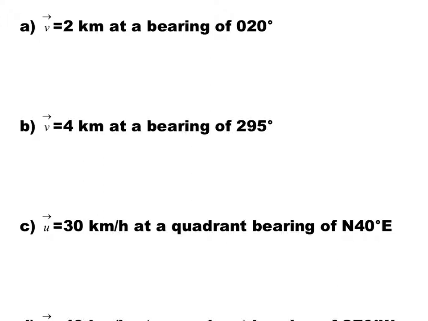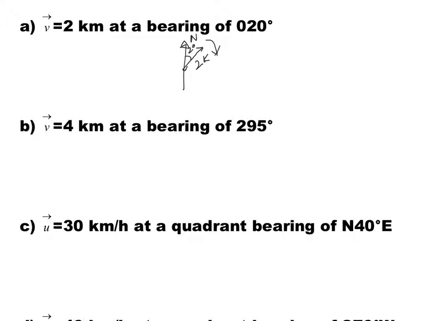In the next example, we have to draw each one of these vectors and represent it with a geometric vector. For instance, the first one says vector v is 2 kilometers at the bearing of 020. So this means that if this is north, then 20 degrees clockwise, so it's going to be 20 here, and the magnitude is 2 kilometers.